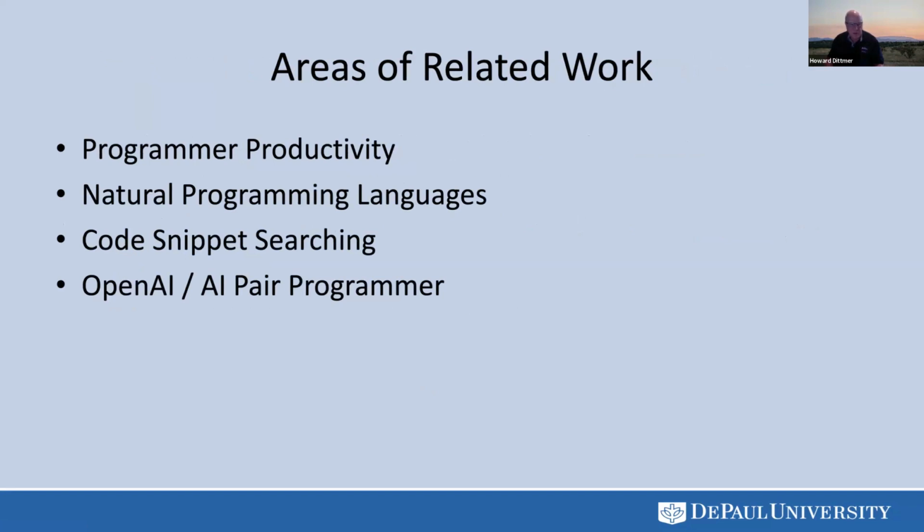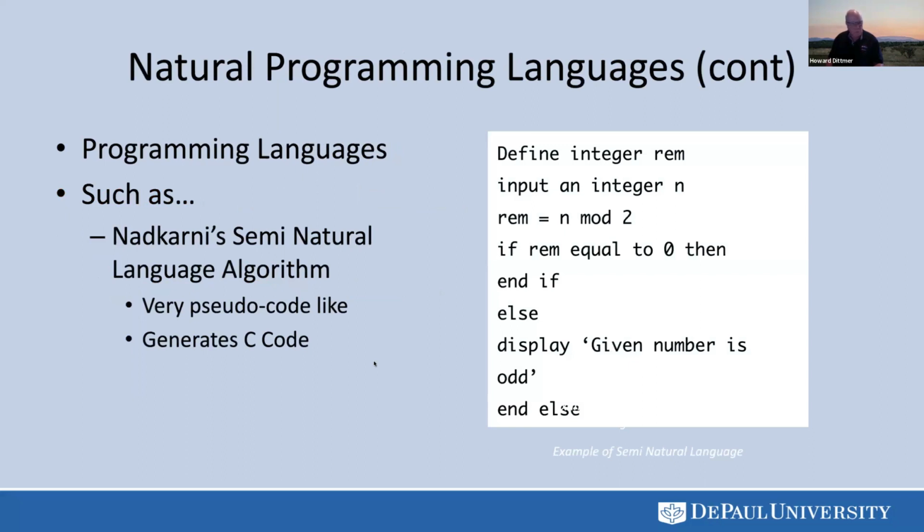Talking about comparative areas of related work. Obviously we're talking about programmer productivity goals. Natural language programming tools are obviously a comparable area of use. Snippet searching, and then of recent OpenAI and AI pair programming. So let's talk a little bit about how these compare to other activities, particularly in the natural programming and in the OpenAI area. What have people done in natural language programming?